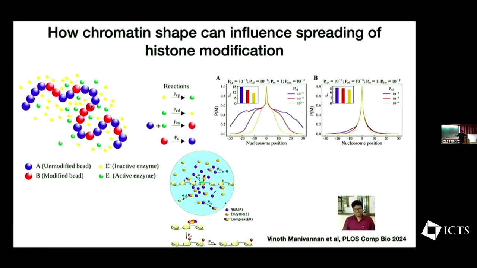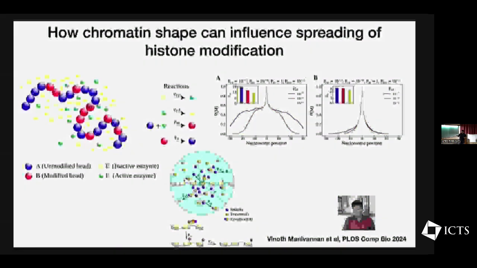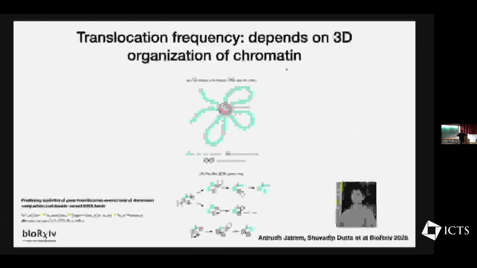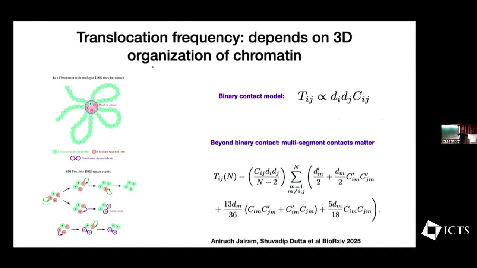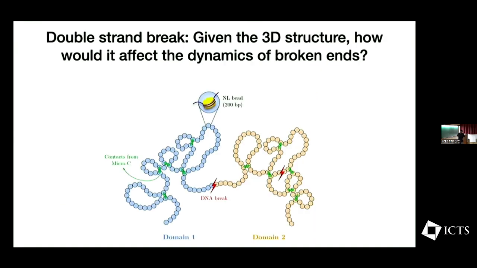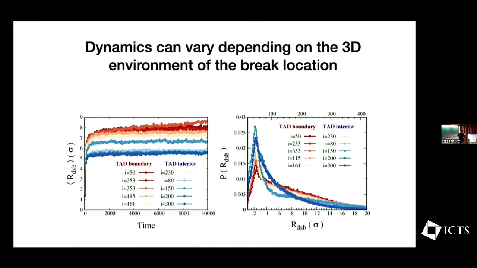Vinod, who's here, studied how this 3D shape would affect spreading of histone modifications, and you can talk to Vinod. Anirudh, a student in the lab, recently studied how this 3D organization would affect translocation frequency. It would change the prediction for the translocation probability, Tij, and we have detailed relations for this, and I'll be happy to tell you about it. We can also study double strand break dynamics and a few other aspects.